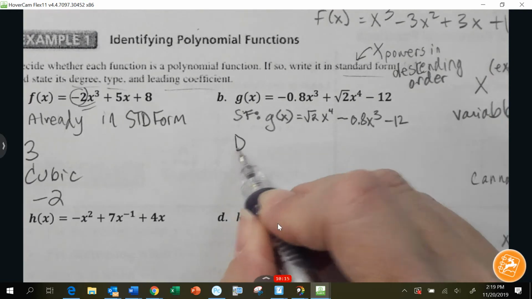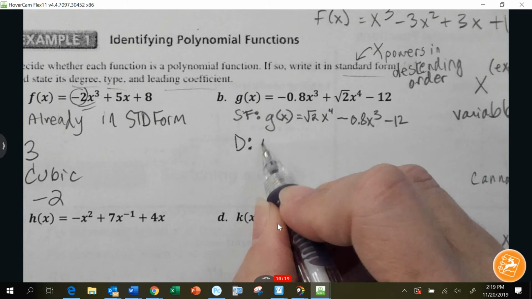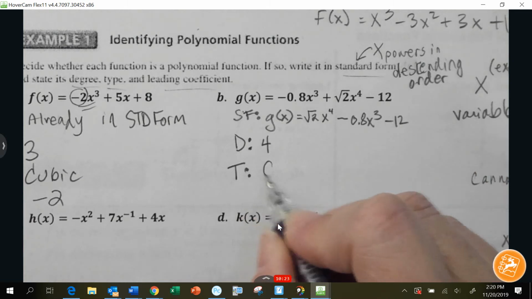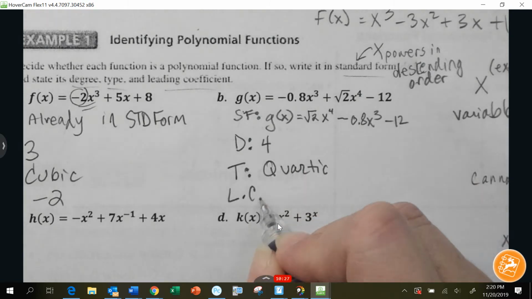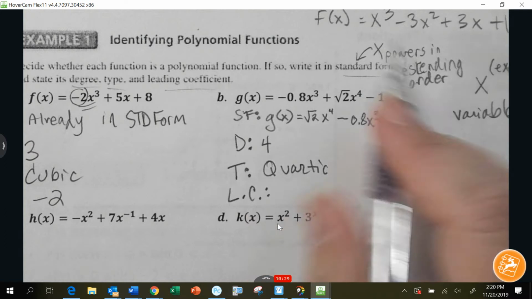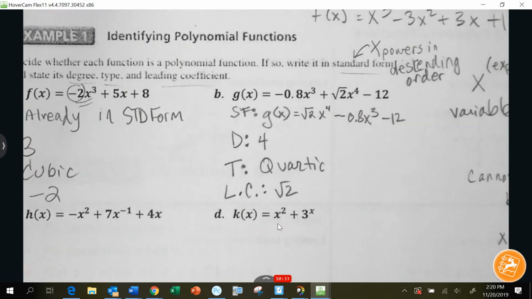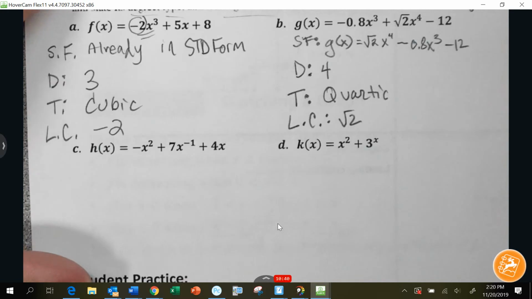So then the degree would be 4. That tells me what type? Quartic. And my leading coefficient after it's in standard form is? Square root of 2. No, because the square root was already there. You only do plus and minus when you put in square root.